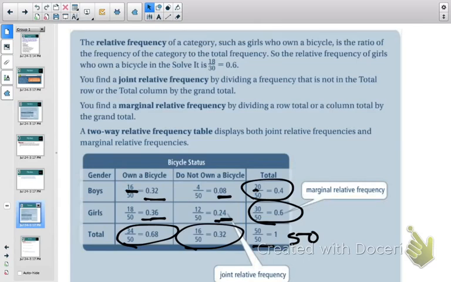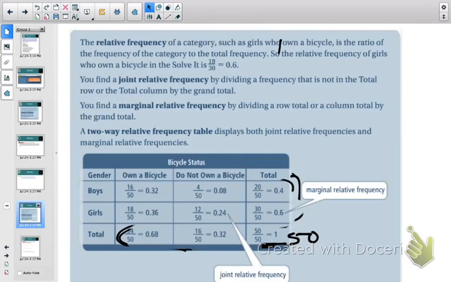Notice that your grand total should always be 1 because you're dividing it by itself. So all of these, 0.6 plus 0.4, that should add to 1. These two should add to 1. And if you added up all of the joint relative frequencies on the inside, that should also add to 1. So like this, plus this, plus this, plus this. If we added all those up, that should give you 1.